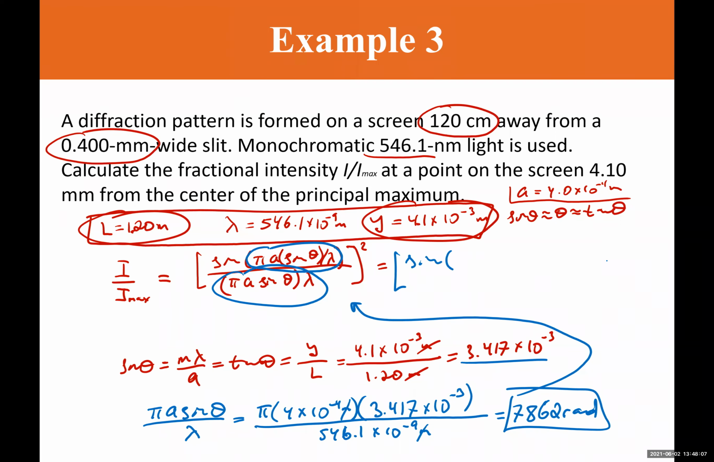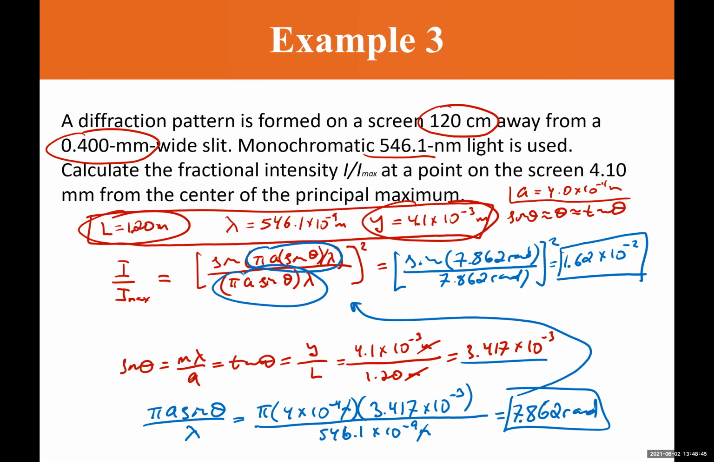Then I can plug that into this equation: sine of 7.862 radians, divided by 7.862 radians, then the quantity squared. If I calculate this, I will get 1.62 times 10 to the negative 2. That means the ratio here is 1.62 times 10 to the negative 2.